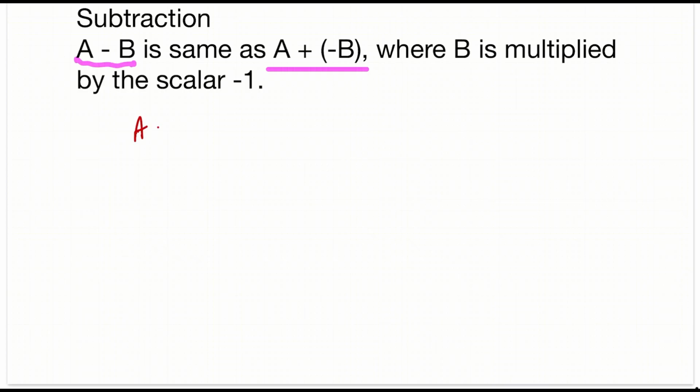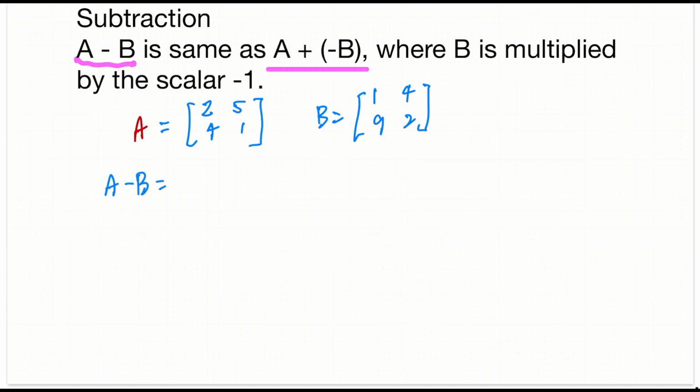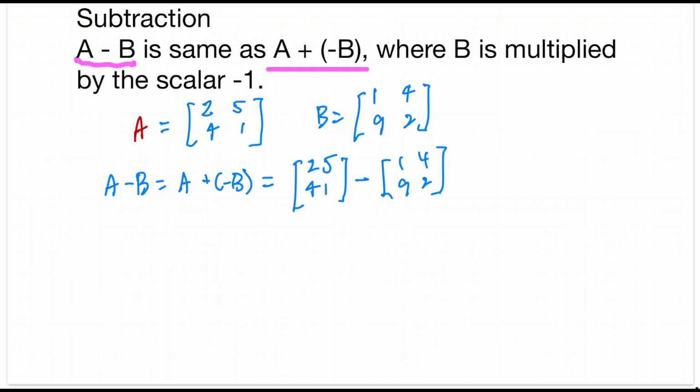We're going to have A equal to 2, 4, 5, 1. B is equal to 1, 9, 4, 2. Now A minus B is the same as A plus minus B, which is going to be 2, 5, 4, 1 minus 1, 9, 4, 2. So we just do it individual component by component.